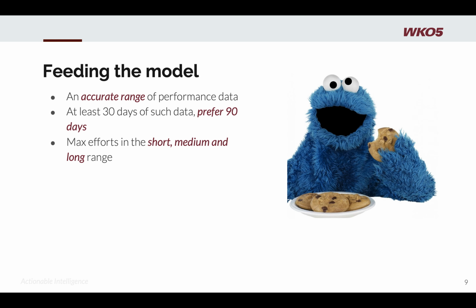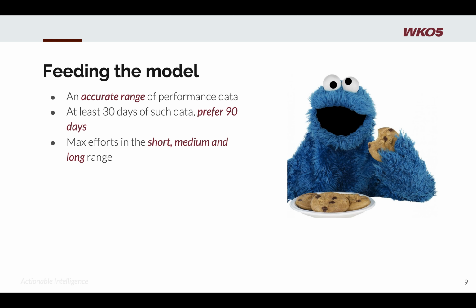Now, to establish the model, we need to feed it, right? One of the things is it's not a magic model. It doesn't know or guess what you could do in the future. It needs a certain amount of information within it to make it work. First of all, you need an accurate range of performance data. If you have bad data with data spikes and bad files, you're going to get garbage in and garbage out. So it's important that you're keeping your data clean and accurate.